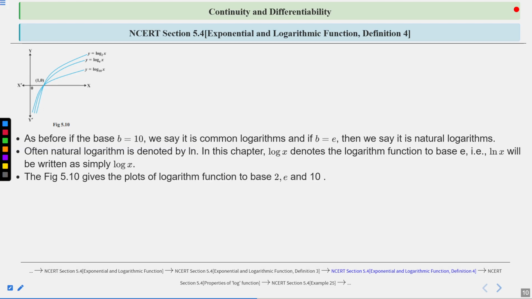So now figure 5.10 gives the plot of the logarithm function to base 2, e and 10.